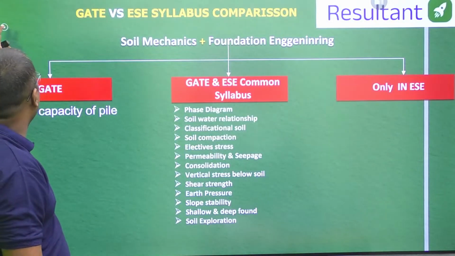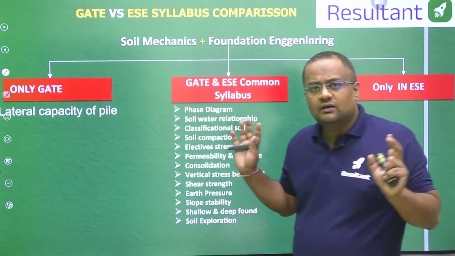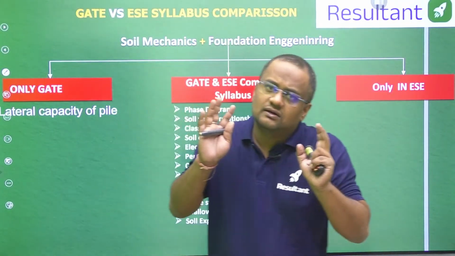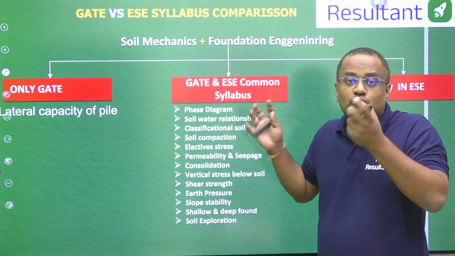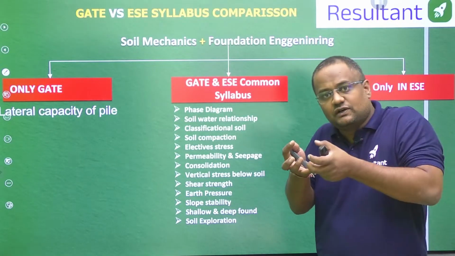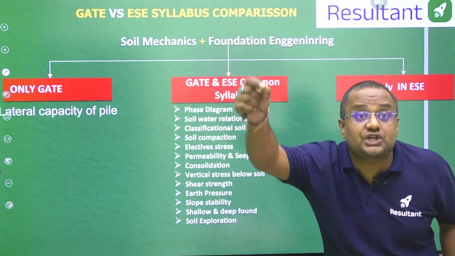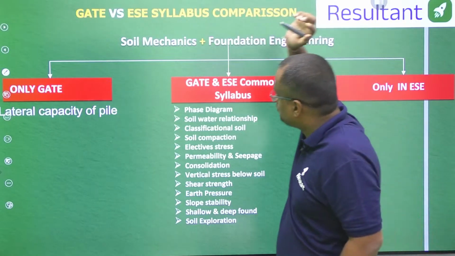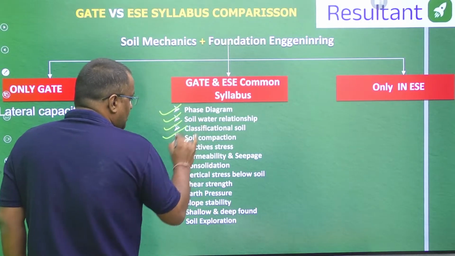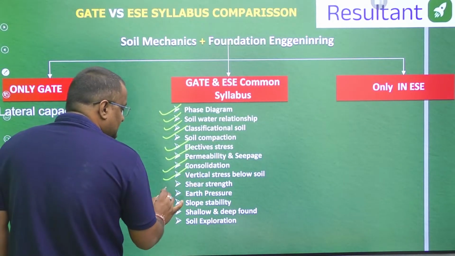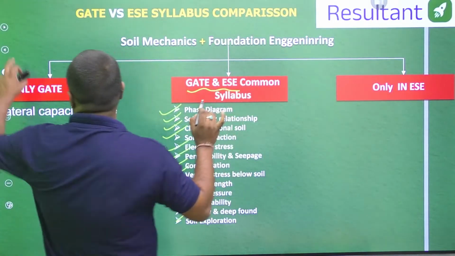Now, guys, I have one more very important thing. I prepared for 5 to 8 days, working 5 hours daily on this particular thing. Out of the various subjects, students want to know what is for GATE, what is for ESE, what is only for GATE, what is only for ESE, what is common. I have made this for each and every subject, guys. Like soil mechanics and foundation, geotechnical engineering: phase diagram, soil water relationship, classification, soil compaction, effective stress, permeability and seepage, consolidation, vertical stress, shear strength, earth pressure, slope stability, shallow foundation, soil exploration are in GATE and ESE both.